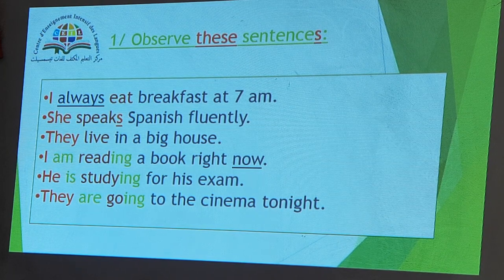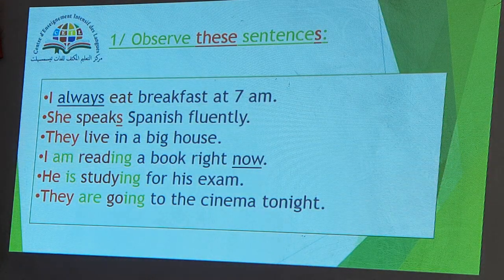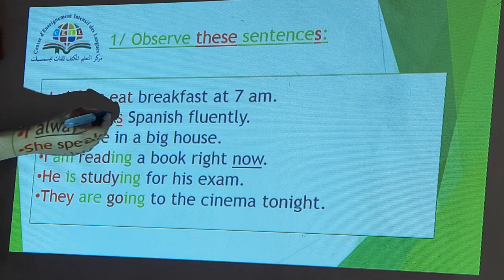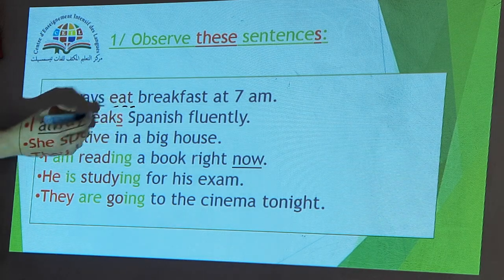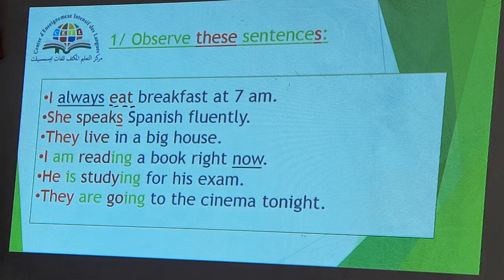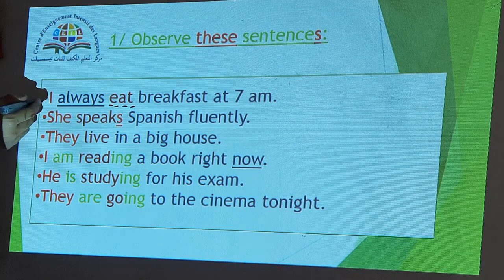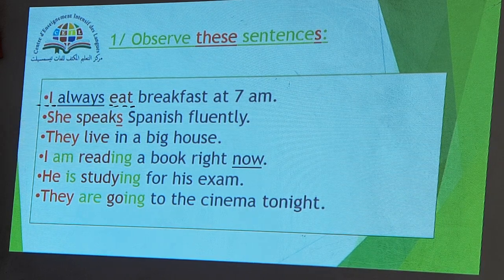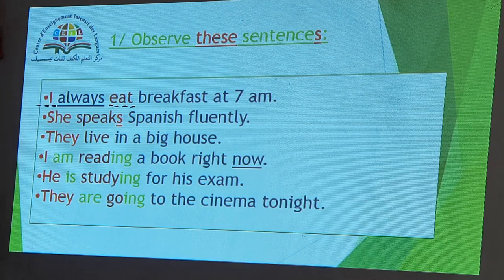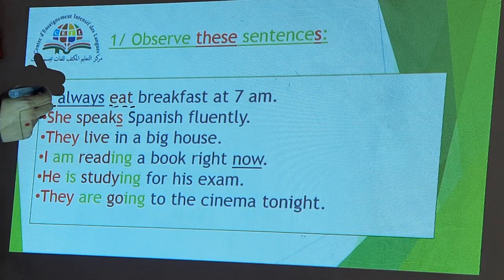I always eat breakfast at 7 a.m. So, let's spot first the verb. The verb in this sentence is the verb to eat. Okay? Then, the subject. Where is the subject? The subject in this sentence is I. Okay? So, I always eat breakfast at 7 a.m.